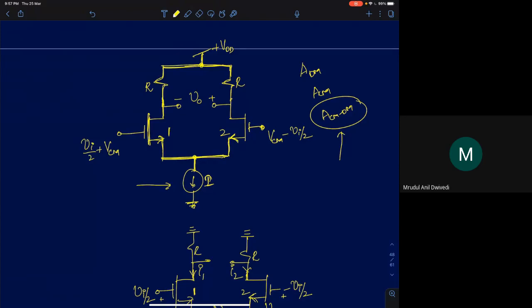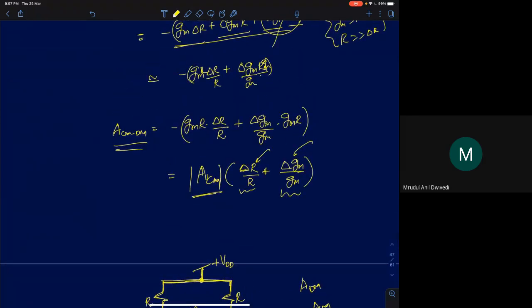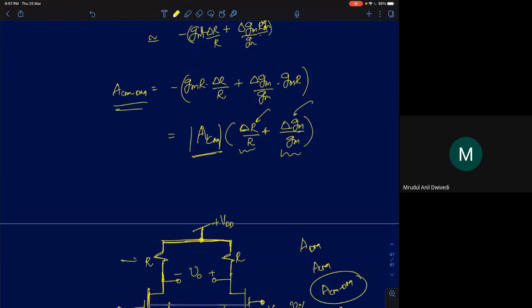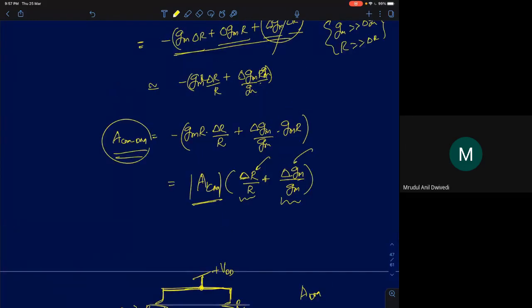If you recall in the morning's lecture, we said the moment we have some mismatch in the resistor and the transconductance, then ACM-DM, the differential gain at the output for common mode inputs, will be equal to the common mode gain times the fractional errors. This is the fractional mismatch between the two halves. Delta R by R is the mismatch in the load resistance. Delta gm by gm is the mismatch in the input transistor, the transconductor device. An error in both of them translates to a finite ACM-DM.